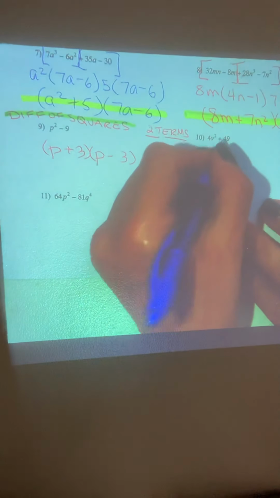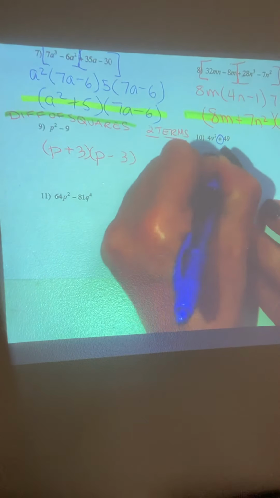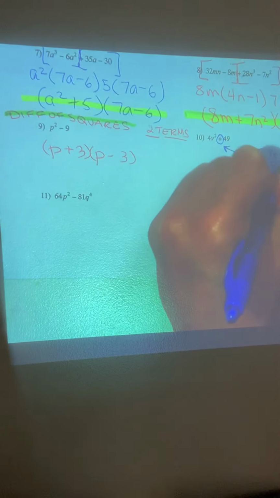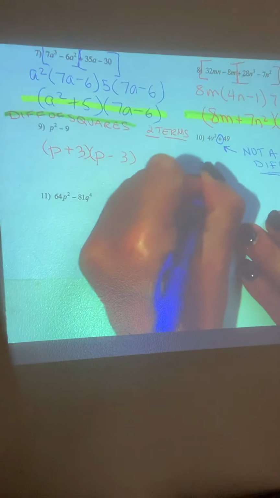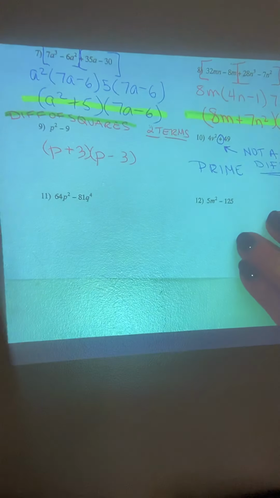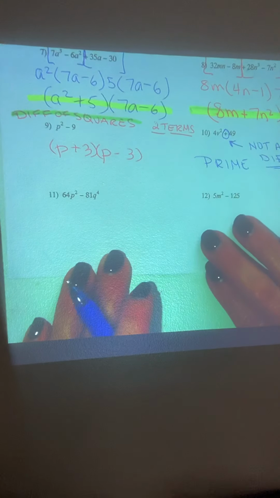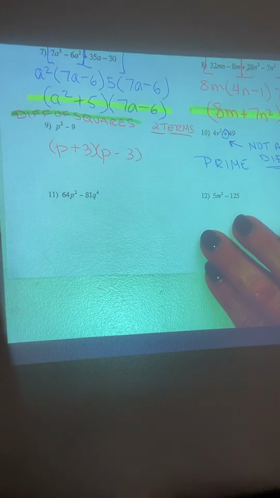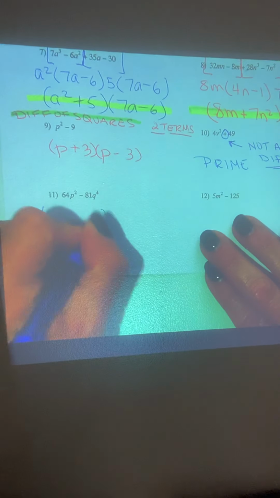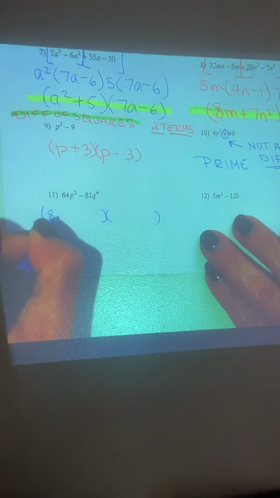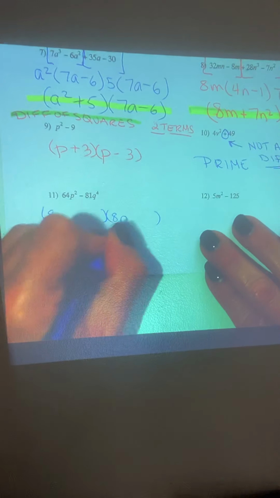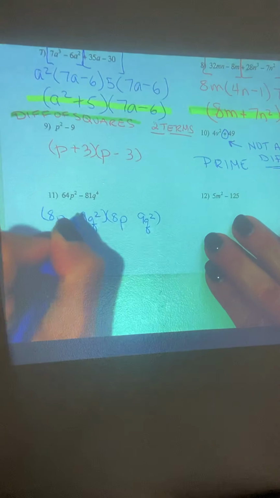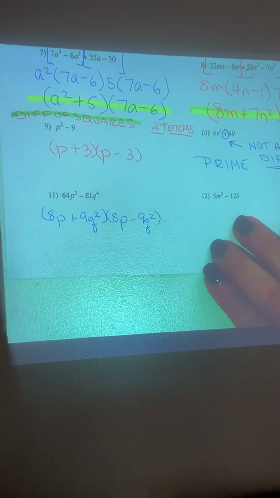Number 10, two terms, but if you notice, this is not a minus. So therefore it's not a difference, and you can't do it, so therefore it's prime. Number 11, minus sign, both are perfect squares, and there's two terms. So take the square root of each, 8p, 8p, 9q squared, 9q squared, 1 plus, 1 minus.